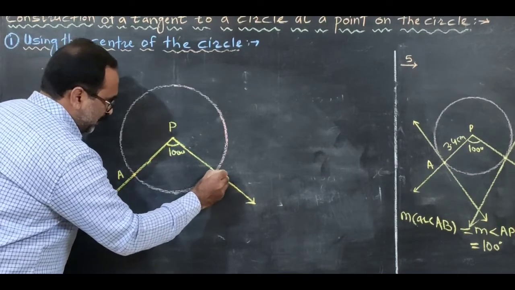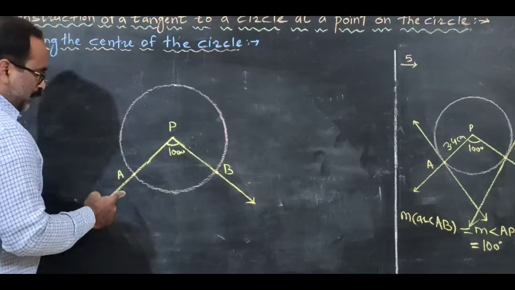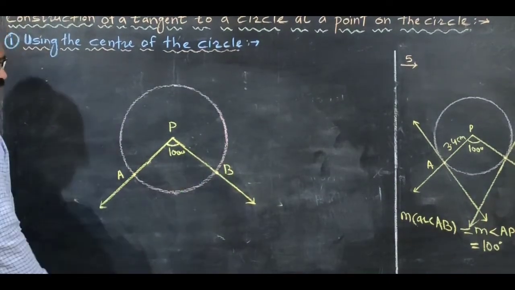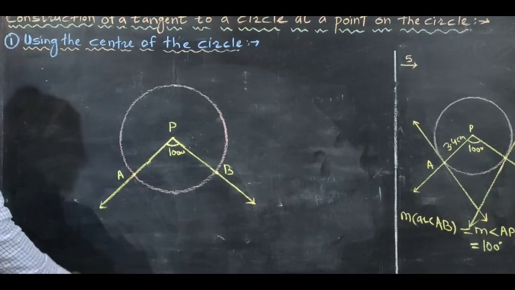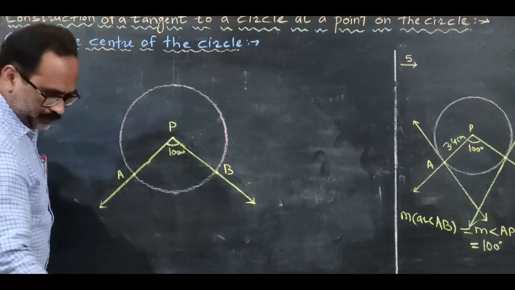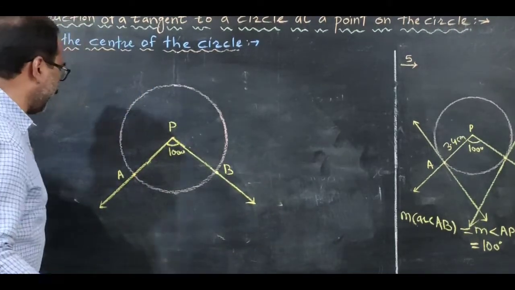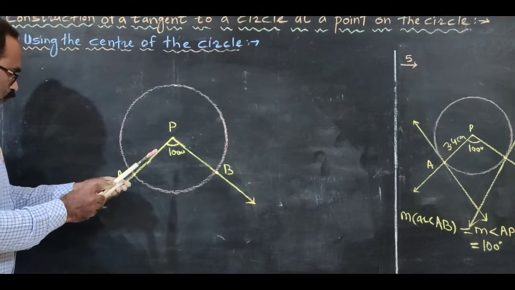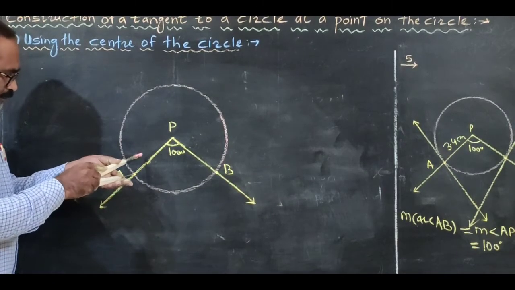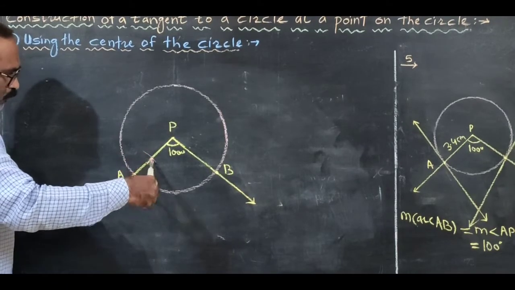If the measure of this angle is 100 degree, then the measure of arc AB is also 100. Why? The measure of a minor arc is equal to the measure of the center angle. Now we draw tangent at points A and B. We put the nib of our compass at A. We take a convenient distance. We draw an arc on both sides of A.